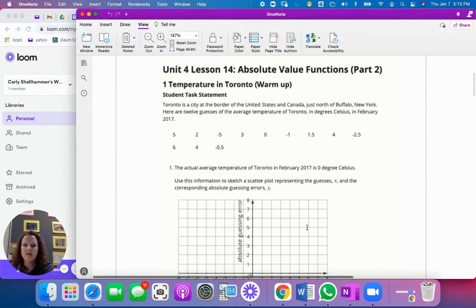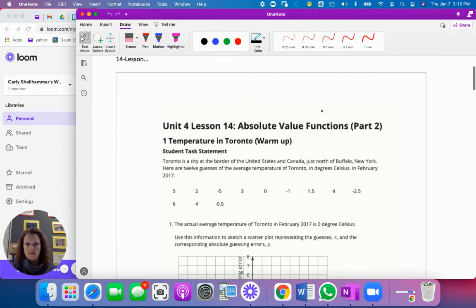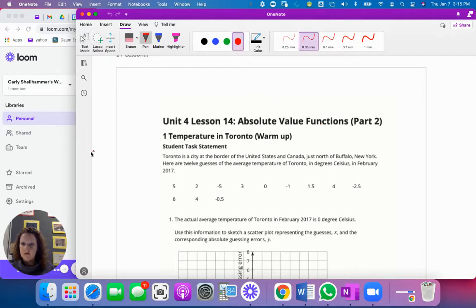So, hey, we are in lesson 14. We're still talking about absolute value, and it's part 2. The title here, I believe, is the same title. What we're looking at doing is analyzing and describing the effects of adding a constant term to an expression defining an absolute value function. All right, so let me write that down because some of you are taking those notes.